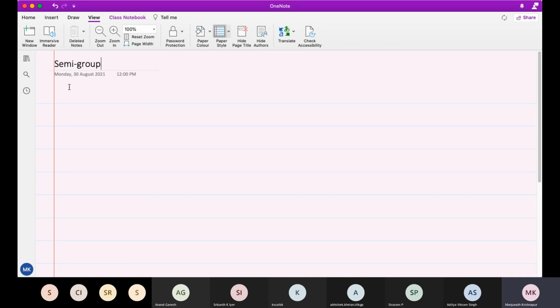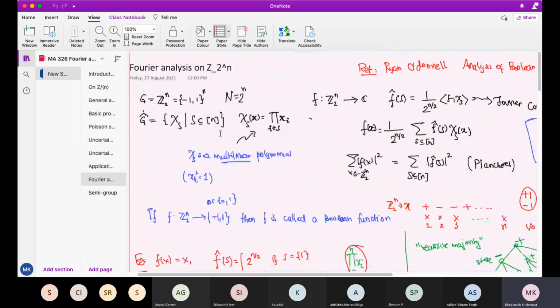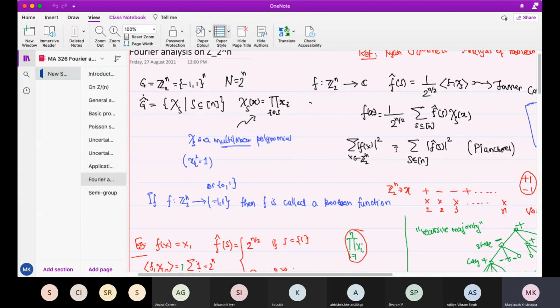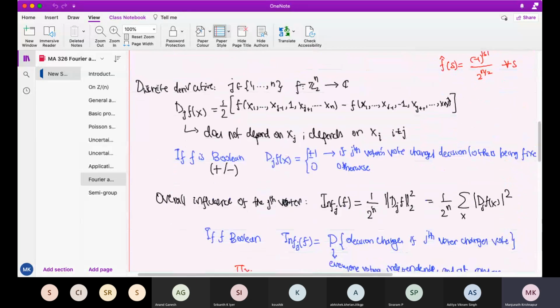So remember what I did last time. I just introduced some concepts, right? We have functions on Z2 to the n, which is {-1, 1} to the n. The cardinality is 2 to the n. Then we have the Fourier coefficients. All that is general. But we introduced some special notions, the discrete derivative. D_j f of x is: you take f and change only the jth coordinate from 1 to -1, take the difference and divide by 2. That is D_j f of x.